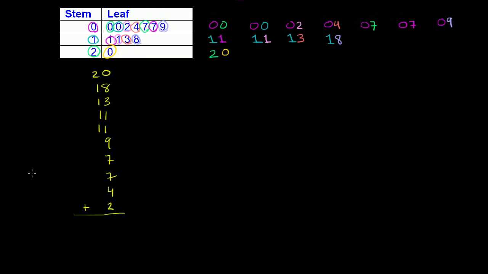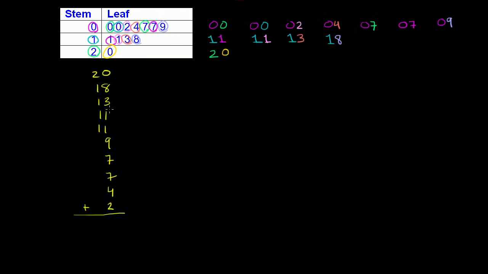Let's add them all up. So 0 plus 8 is 8, plus 3 is 11, plus 1 is 12, plus 1 is 13, plus 9 is 22, plus 7 is 27, and so on, and that gets us to 40. Let me do that one more time. It looks like I might have messed up. This is the hardest part, adding these up. So let me try that one last time.